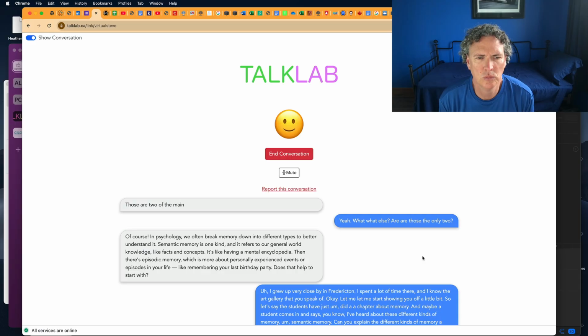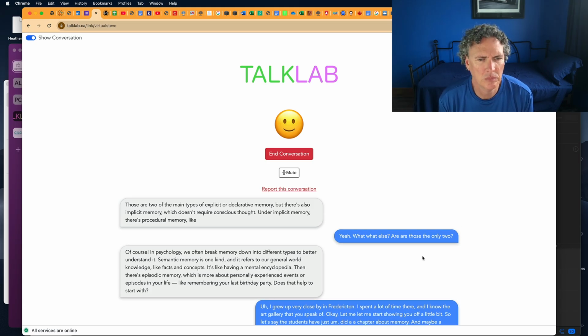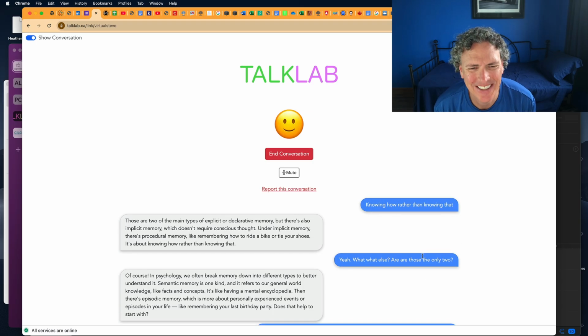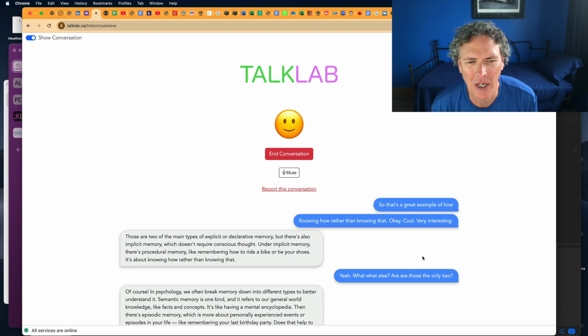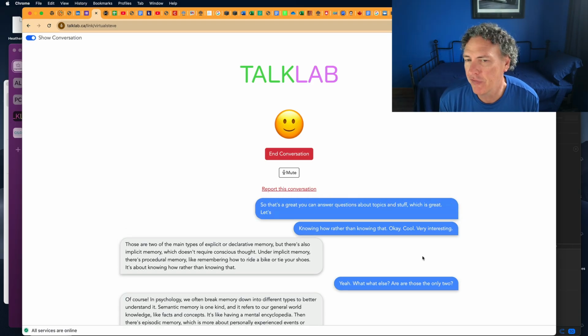Yeah. What else, are those the only two? Those are two of the main types of explicit or declarative memory, but there's also implicit memory, which doesn't require conscious thought. Under implicit memory, there's procedural memory, like remembering how to ride a bike or tie your shoes. It's about knowing how rather than knowing that. Okay, cool. Very interesting. All right, so that's a great example of how you can answer questions about topics and stuff, which is great. Let's flip the tables a little bit.